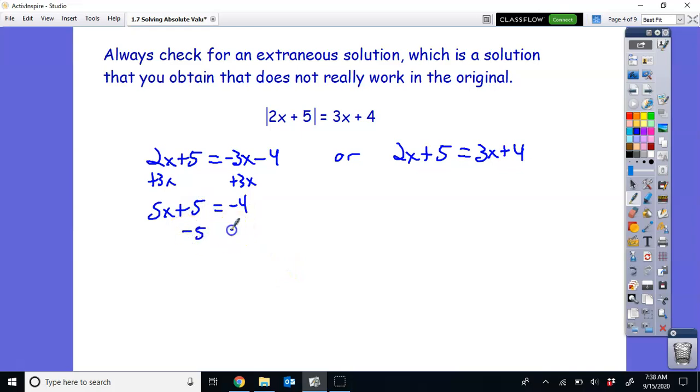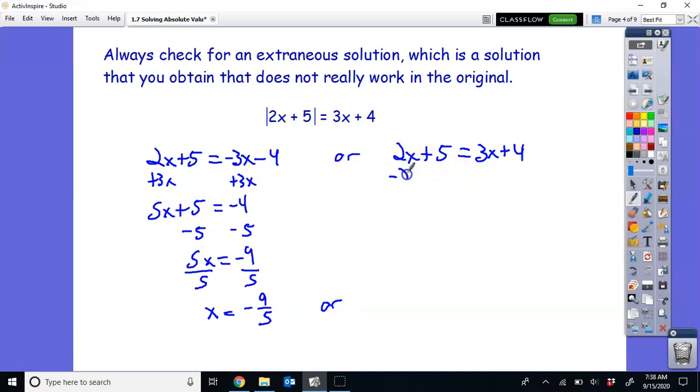Subtract the 5 over here, you get -9. Divide by 5, you're going to get -9/5. Kind of an ugly answer there, and that can happen when you have variables on both sides like this.